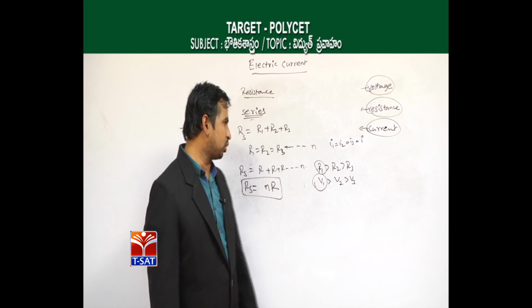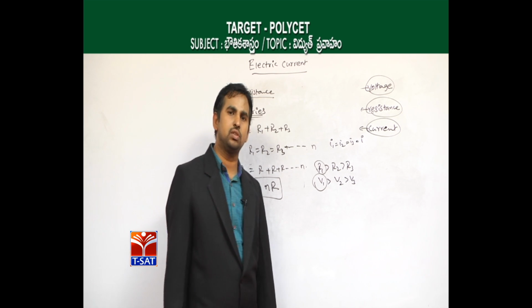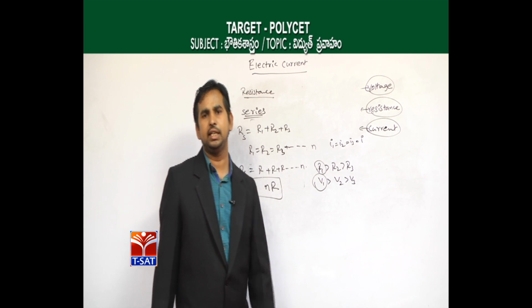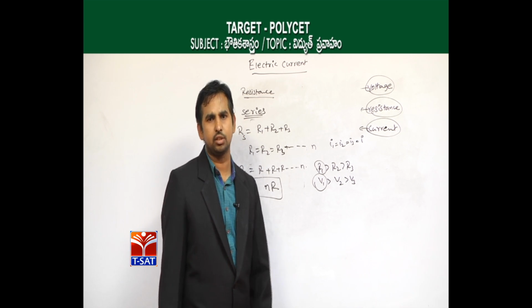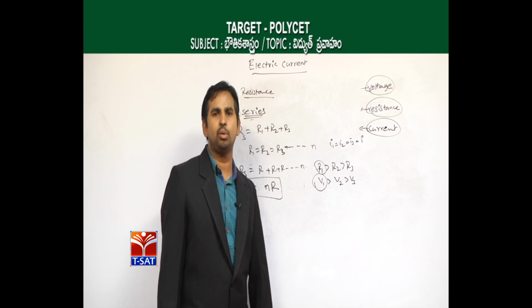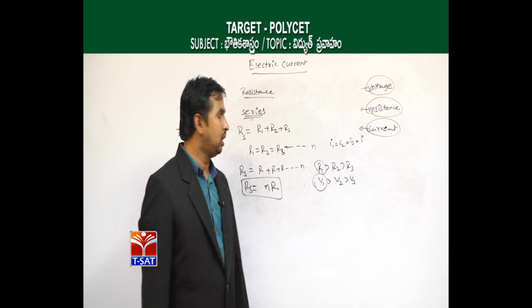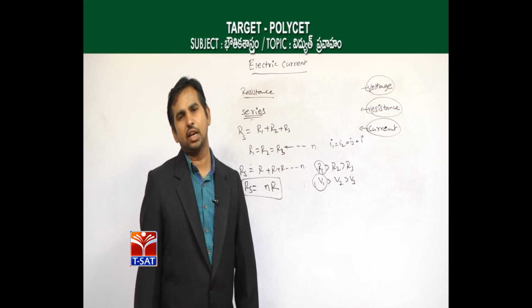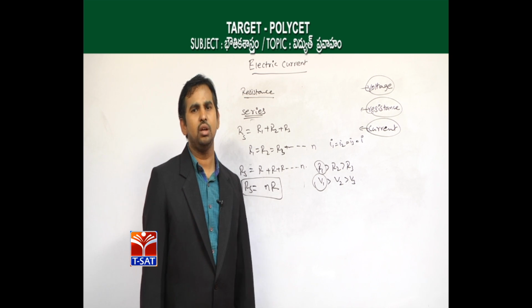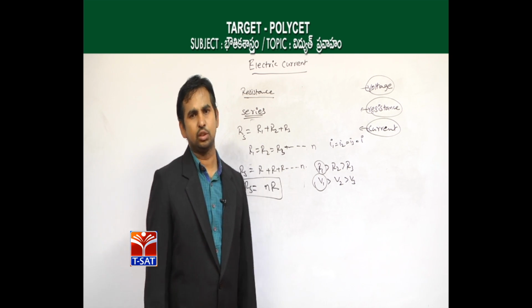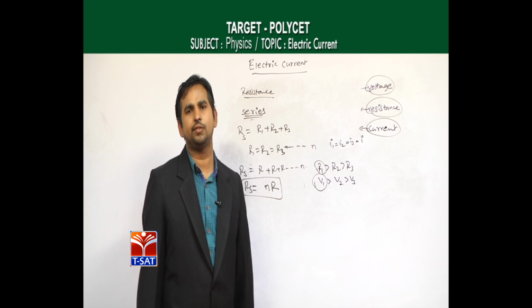So, in most cases we observe resistances in series in bulbs connected in series, such as decoration bulbs. In these decoration bulbs, the same amount of current is passing through all of them. So if you turn off one of the lights, the remaining also turn off. That is the application of series connection.